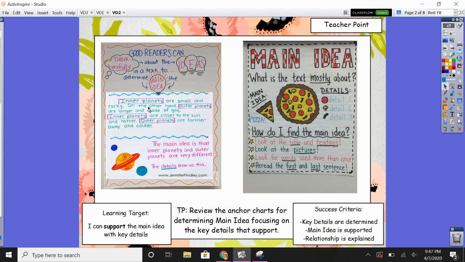You have to look at each detail to see that that's true. Remember, those key details, they're all going to be a part of the main idea. Those key details are going to be what that story is mostly about. So you can see that in this short passage, those details are what makes this true.